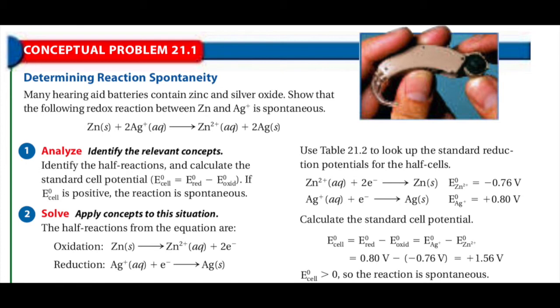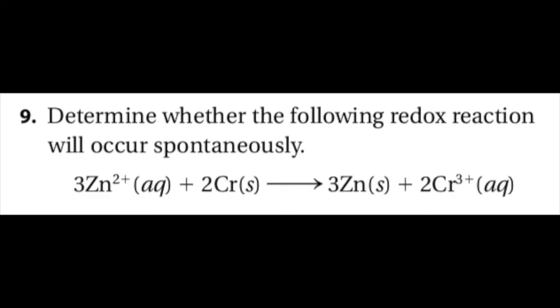Now let's do problems 9 and 10. Problem number 9 has zinc plus 2 plus chromium metal, zero charge, yields zinc metal, zero charge, plus chromium plus 3. All right. I wrote this out for you on paper, took a picture of it, and I loaded it. So let's just talk about it until the picture shows up.